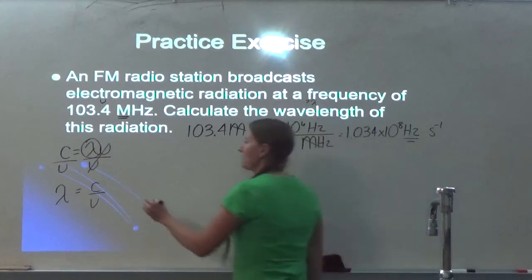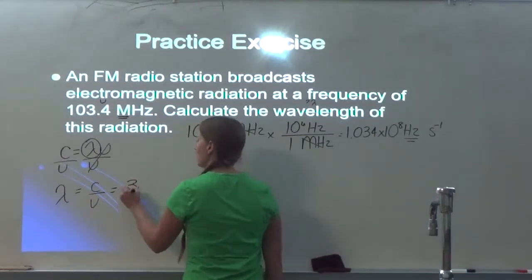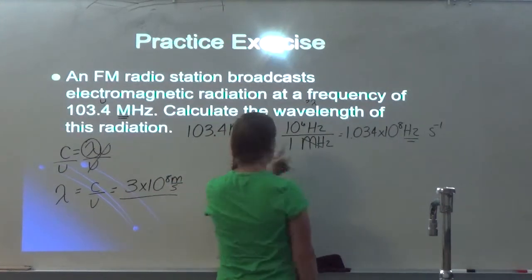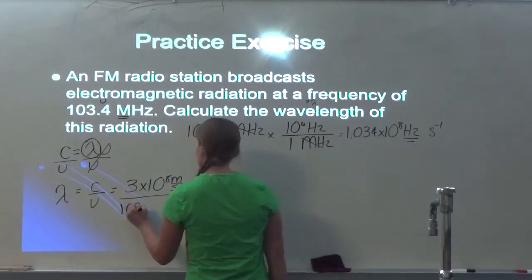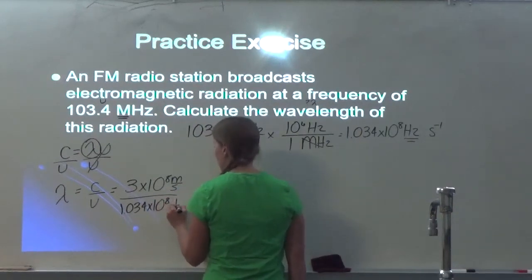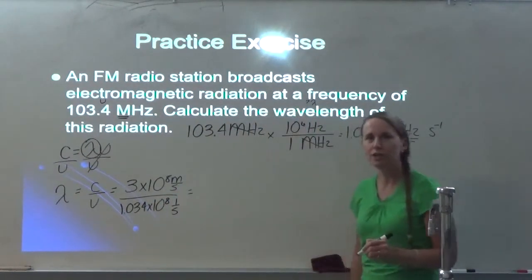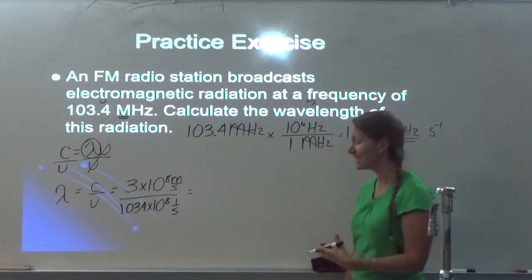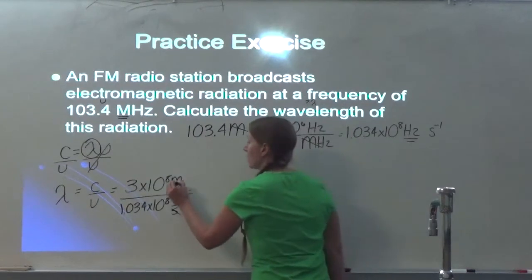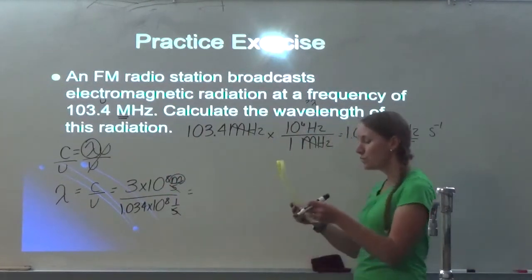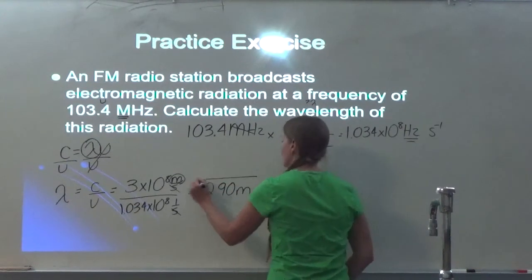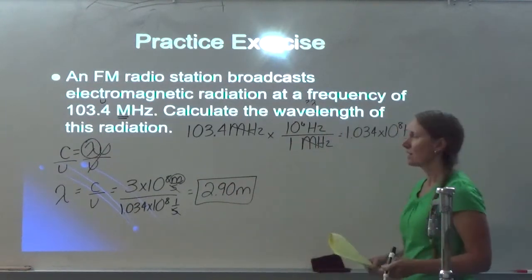All right, so I'm ready to plug in. C is, of course, the speed of light, 3 times 10 to the 8 meters per second. And my frequency is 1.034 times 10 to the 8. I'm going to put 1 over second over here just because it helps some of y'all see that seconds cancel. See how seconds cancel right there? So what I'm left with is meters. Once I divide, I got 2.90 meters. Just like that.